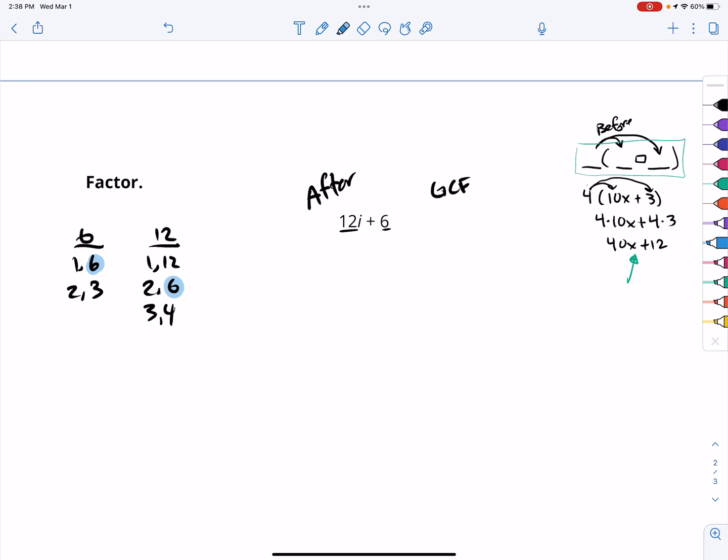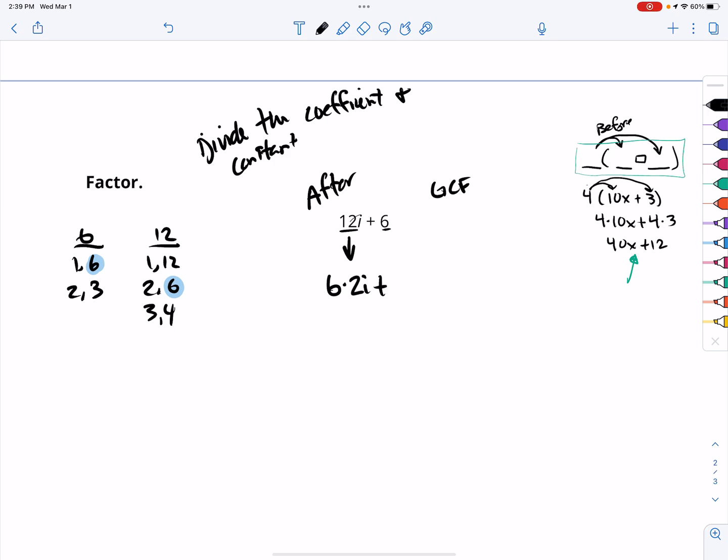That means that we can divide the coefficient and the constant by this number. So we are going to do that here. If we know our greatest common factor is 6, I'm going to think about this where 12 divided by 6 is 2. So this 12i can be thought of as 6 times 2i. And then we're going to be adding; this 6 is equivalent to 6 times 1.